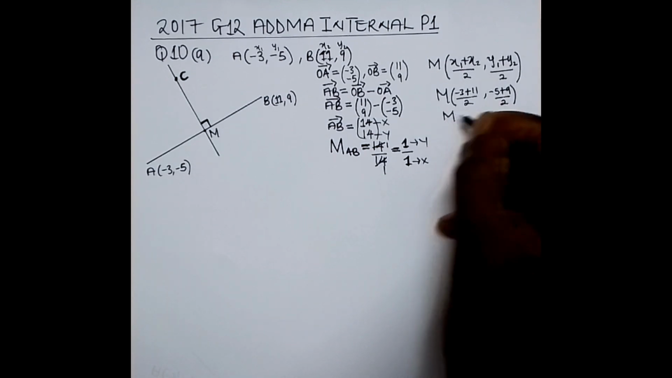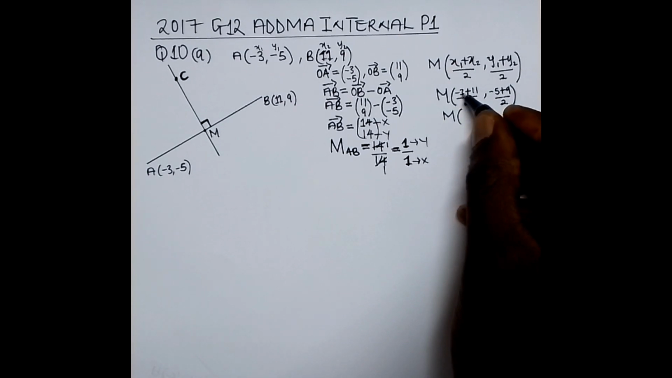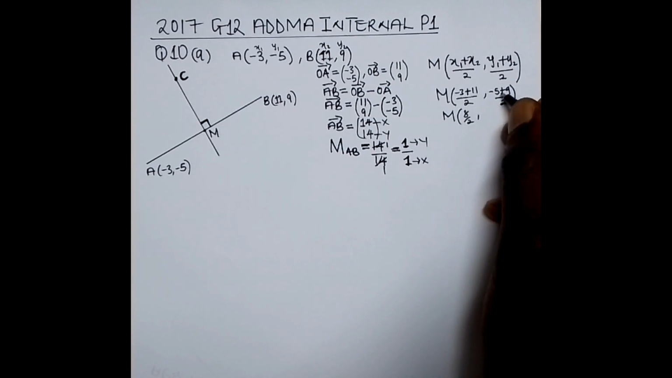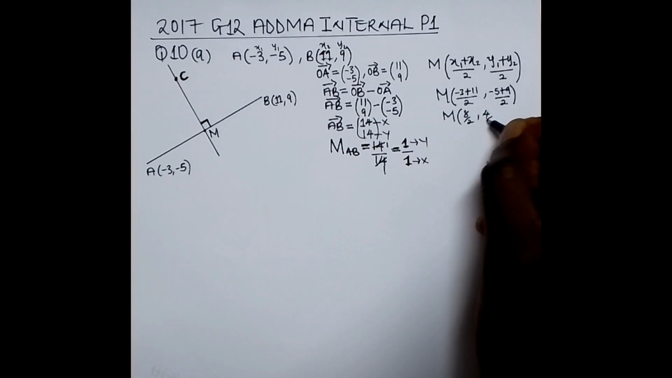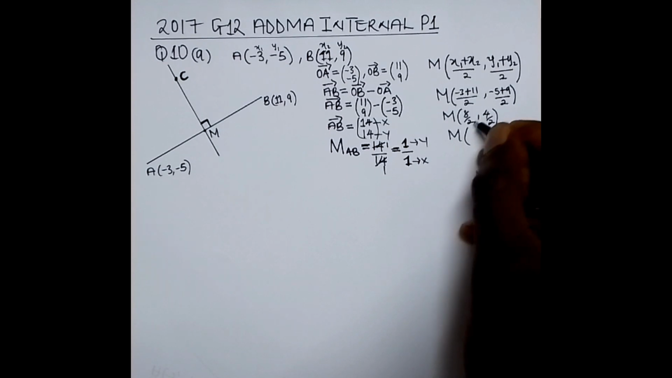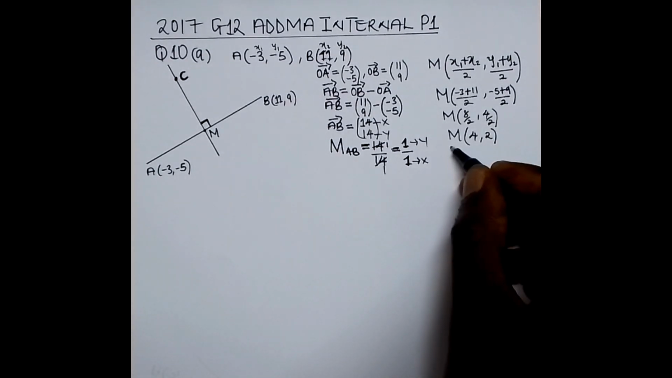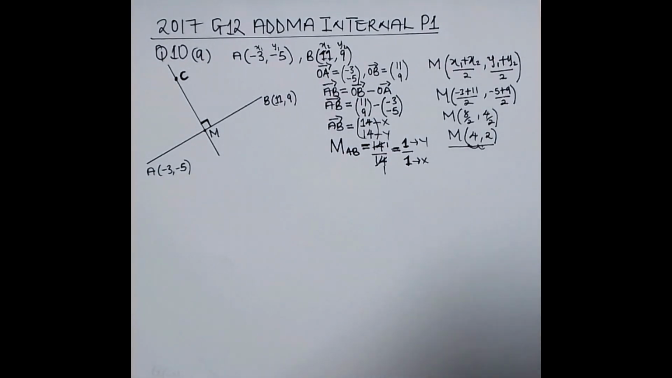So what is M giving us? So M, when you add negative 3 plus 11, that gives positive 8. So over 2, comma, negative 5 plus 9, that is 4. So 4 over 2. Then M is 2 into 8, that's a 4. 2 into 4, that's 2. So this is the point M.